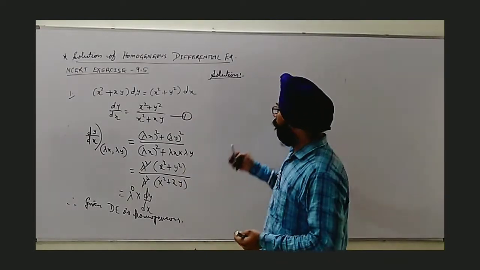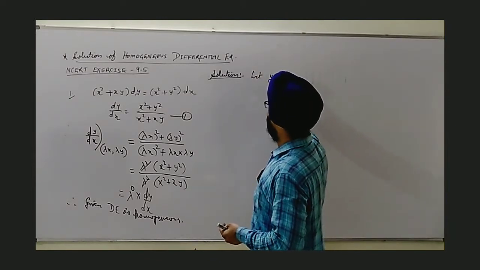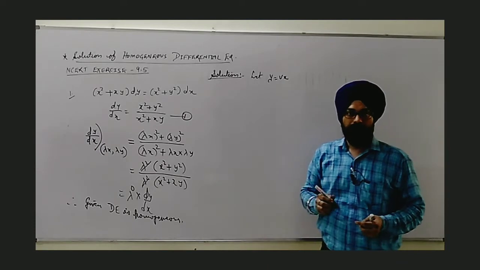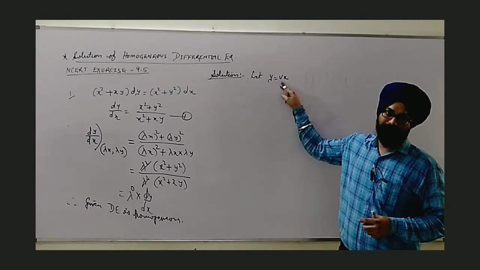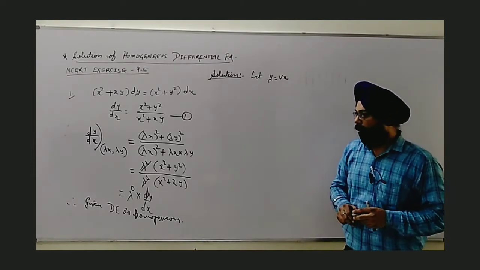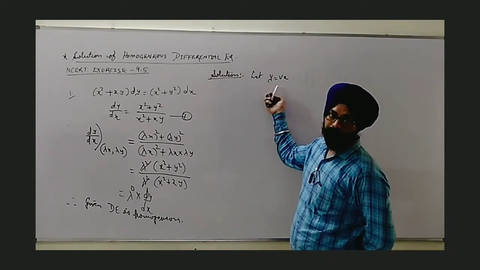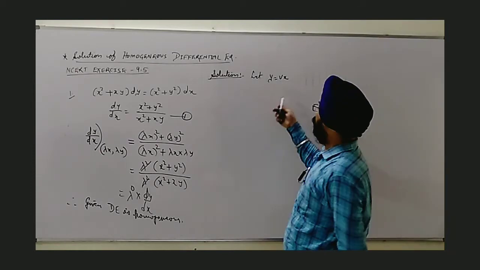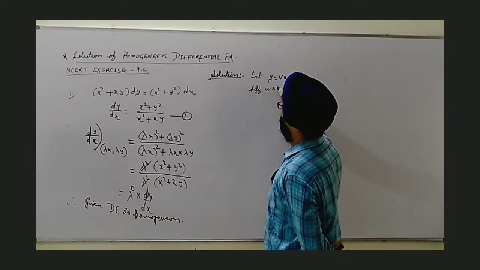How do we do it? We consider here y equal to vx. This is the parametric form of the equation where we have written y as a function of x, taking v also as a function of x. Now, what do we have to do? We will find the value of dy by dx by differentiating this equation with respect to x.